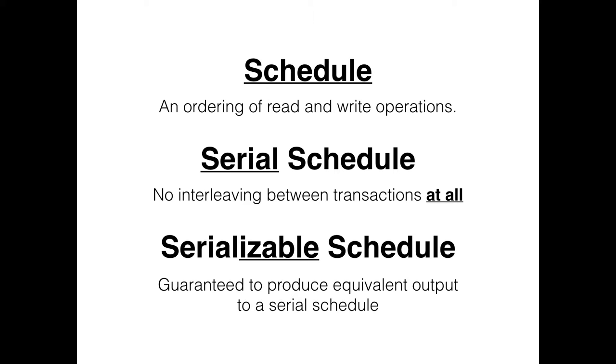So you perform everything that transaction one needs to do first, then you perform everything that transaction two needs to do, then transaction three, transaction four. So a serial schedule is just any schedule where you complete one transaction at a time. And to define correctness, we came up with this idea of a serializable schedule. In other words, a schedule that under some constraints was equivalent to a serial schedule, that's guaranteed to produce exactly the same output as a serial schedule.